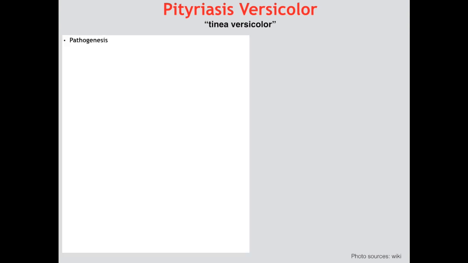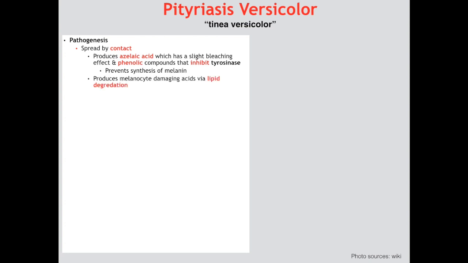Starting off with the pathogenesis, it of course is spread by contact. She can produce azelaic acid, which has a bleaching effect on the skin, as well as phenolic compounds that inhibit tyrosinase. That, of course, will prohibit the synthesis of melanin. She also produces melanocyte-damaging compounds via lipid degradation. Don't forget, she feeds on lipids.